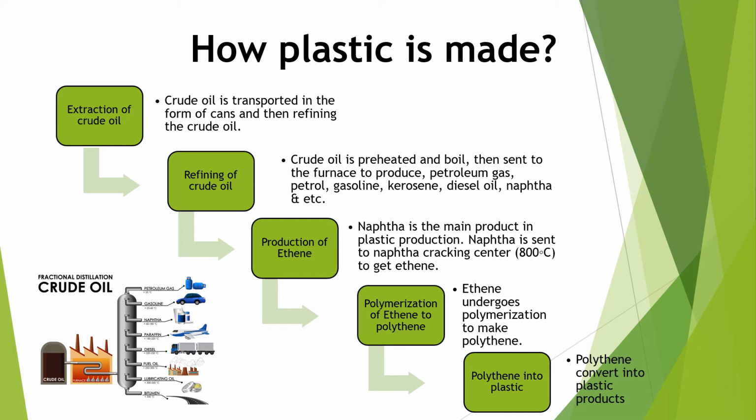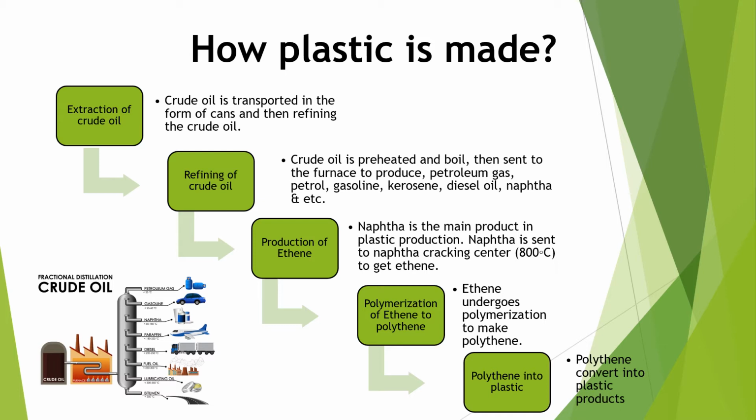To make ethene, naphtha is sent to a naphtha cracking center at 800 degrees Celsius by using the steam cracker. Naphtha is broken down into hydrocarbons and then is refined and compressed to get ethenes, polyethylenes, petroleum, and etc. In this process, the important product is ethene.